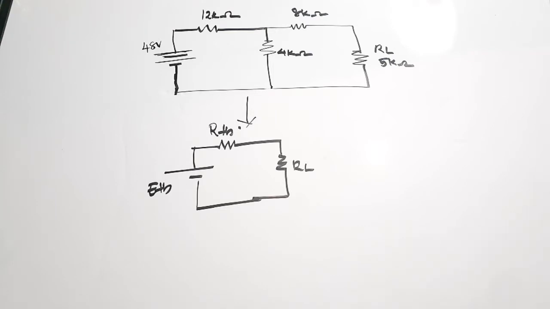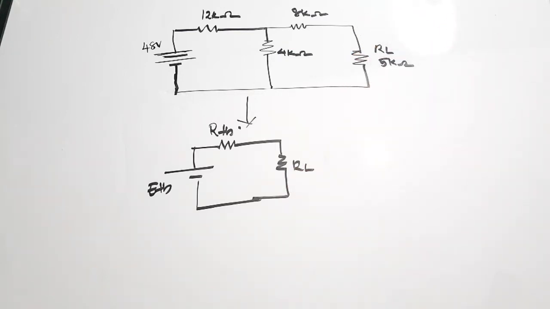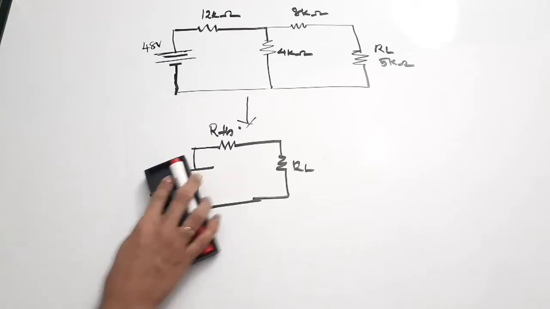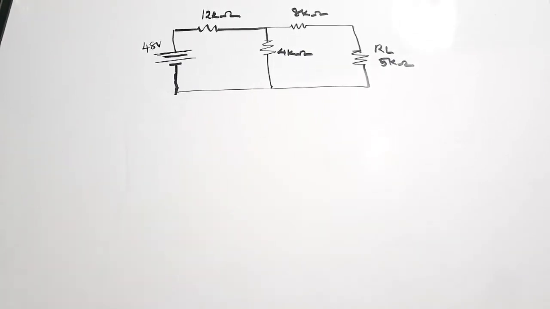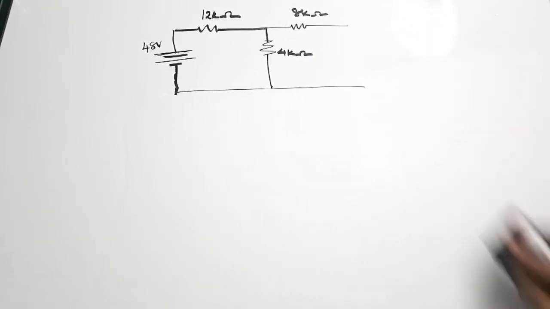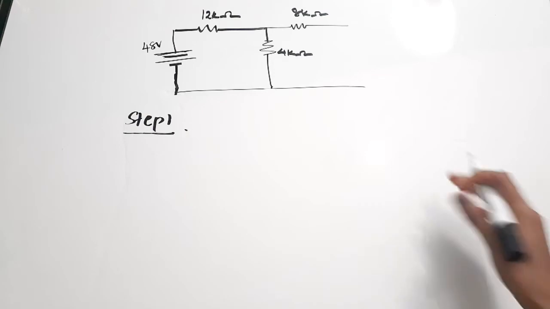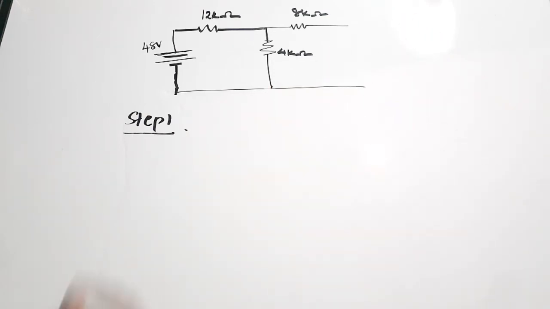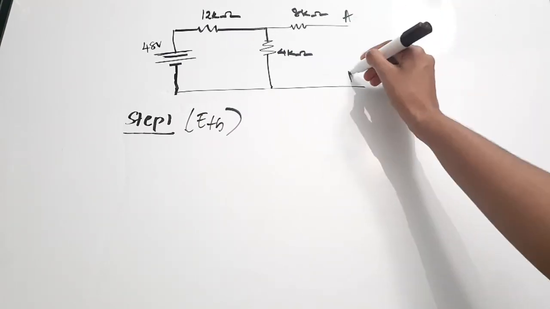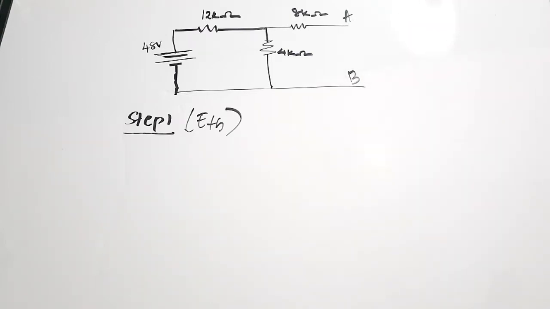So now we are going to find ETH and RTH for this given connection. As I said, I'm going to remove the load as of now and create an open circuit here. Now I have created an open circuit. The first step is to find the voltage, so in this step we'll be finding ETH. Our aim is to find ETH, which is the voltage coming across A and B.